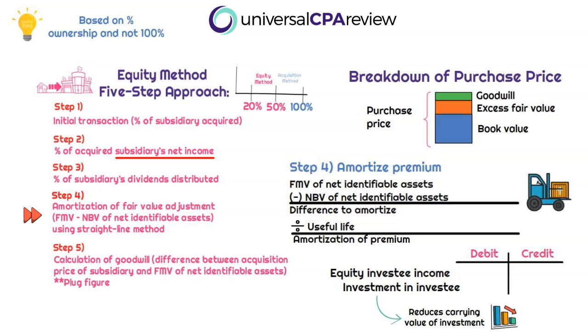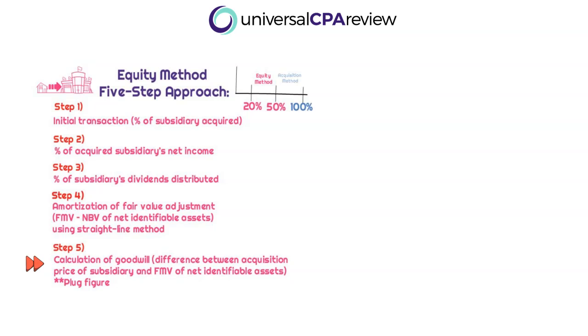So one last thing to remember here is that this is going to be based on our percentage ownership. In the next module, you'll see under the acquisition method, it's based on 100% of the net identifiable assets for the company, regardless of whether we own 100%. But under the equity method, we're going to use it based on our percentage ownership. So it'll make a lot more sense when we go through an example, but this is just a brief introduction to step number 4. Step number 5 focuses on the application of goodwill.